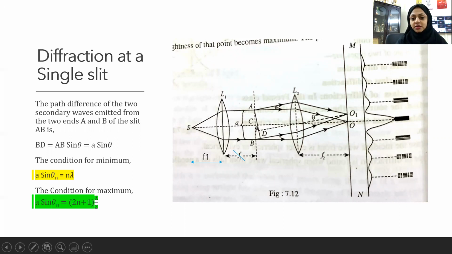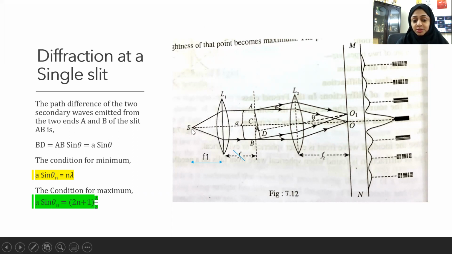Here I have taken the picture from your textbook. See here, there is a source of light. And this is a point source of light. So we know that the light rays coming here will be going in all the directions and the wavefronts will be spherical. But in order to make the light rays parallel, you can either use sunlight or you can use a point source and use a lens.